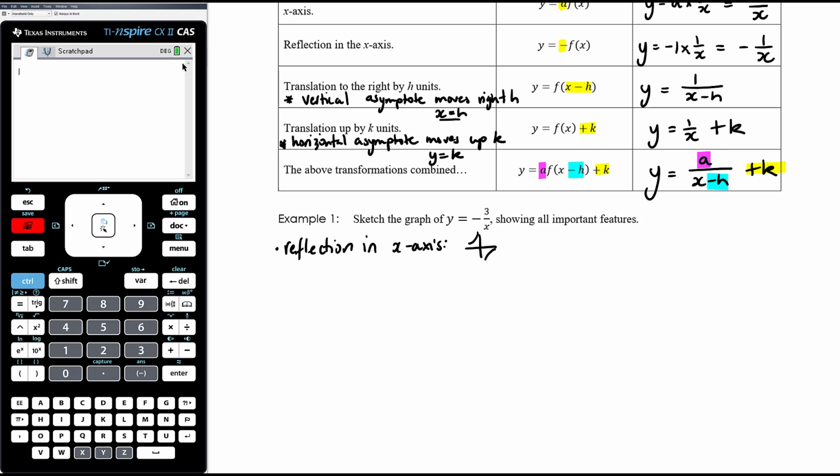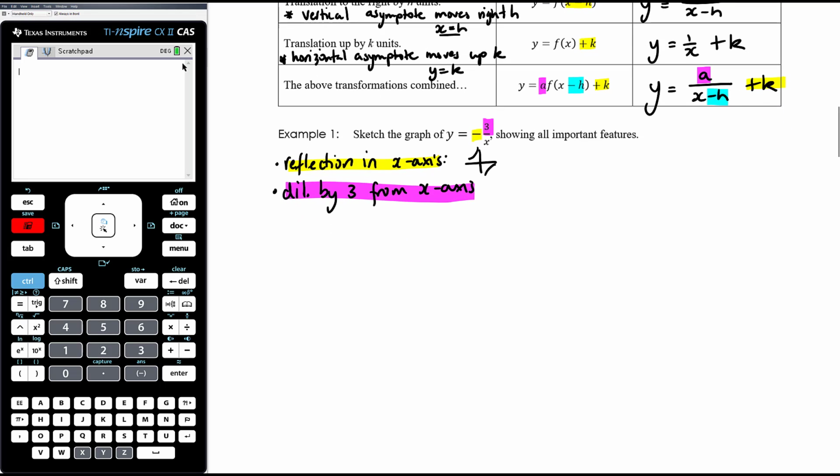Okay, so having looked at that, let's resume back to talking about this particular graph, y equals negative 3 on x. So we've established the negative is the reflection in the x-axis, which means the graph is going to be in the top left and bottom right quadrants. And the 3 is a dilation by a factor of 3 from the x-axis. Okay, so that's going to stretch the graph. So our graph is going to be in the top left and bottom right quadrants.